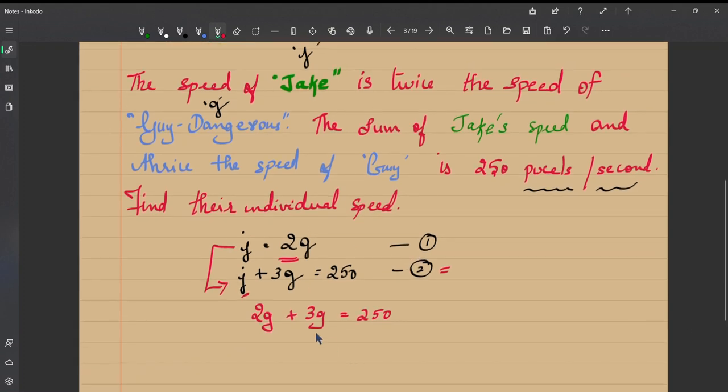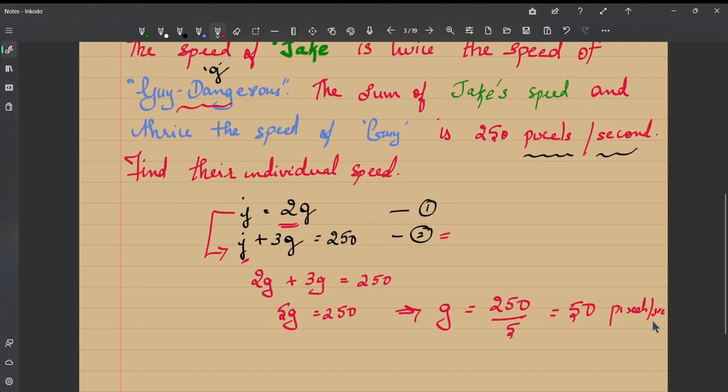This can be easily simplified to 5G is equal to 250, and we can find G by dividing by 5 on both sides. You get 50. 5 5s are 25, so 50 pixels per second. So we have found the speed of G first. G is the Temple Run character, so he is 50 pixels per second.